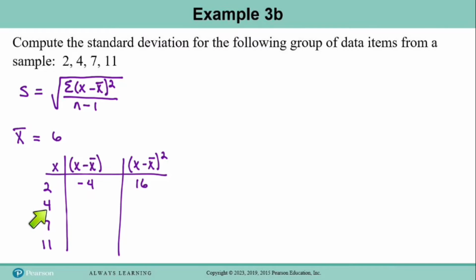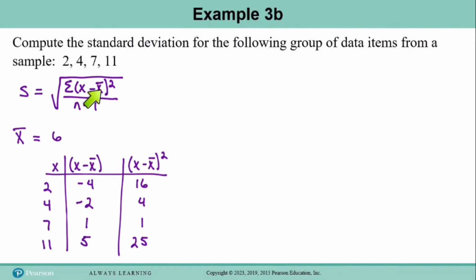For the second data value, 4 minus the mean of 6 gives us a deviation of -2, and then we square the -2 and get 4. For the third data value, 7 minus 6 is 1, so the deviation is 1, and when we square 1 it's still 1. For the fourth data value, 11 minus 6 gives us a deviation of 5, and then we square the 5 and get 25.